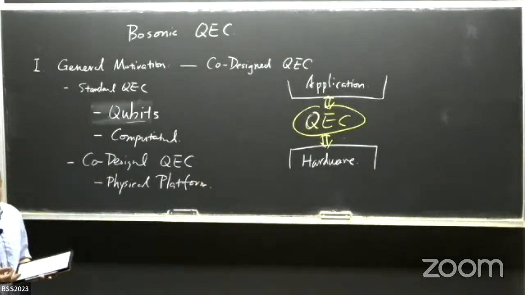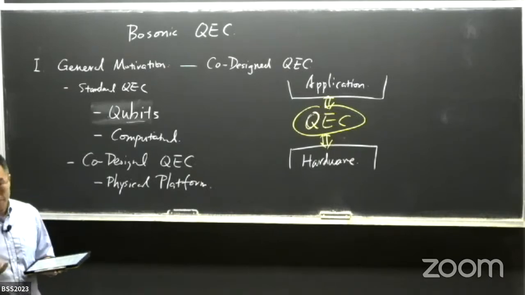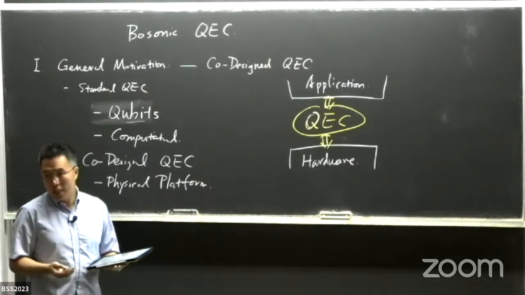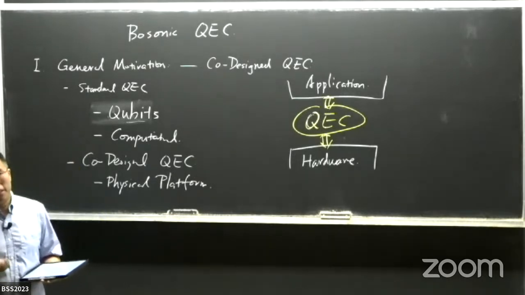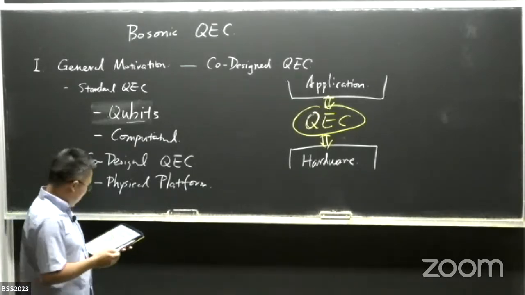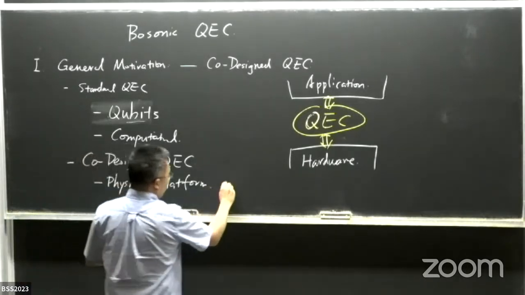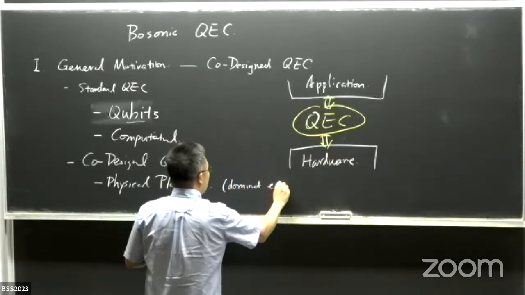So what is the dominant error in your physical platform that you need to correct, which may be different? Some of the platforms suffer more dephasing errors. Some of the platforms suffer excitation loss errors. Those are different errors, and you can design different error correcting codes to correct them.